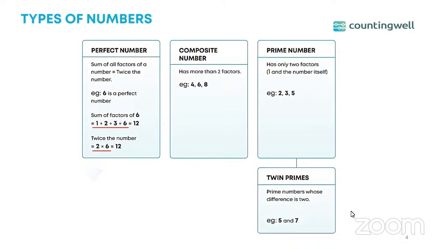Now let us see what are twin primes. Prime numbers whose difference is 2 are called twin primes. For example, here we have 5 and 7. Note that the difference between 5 and 7 is 2. That's why the pair 5 and 7 are called twin primes.